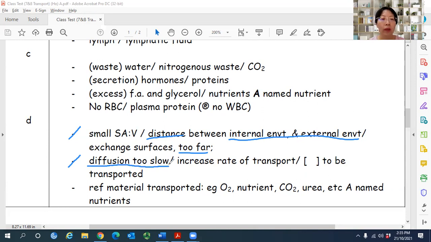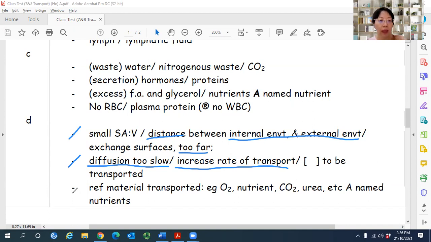Or you can say that the blood circulatory system will increase the rate of transport, or the heart will pump to create a pressure or hydrostatic pressure to push the blood to flow around the body in the blood vessels. So that will increase the speed of flow compared to diffusion alone. Something to that meaning and you'll get a mark already. That means the speed of flow is increased because of the pumping of the heart.